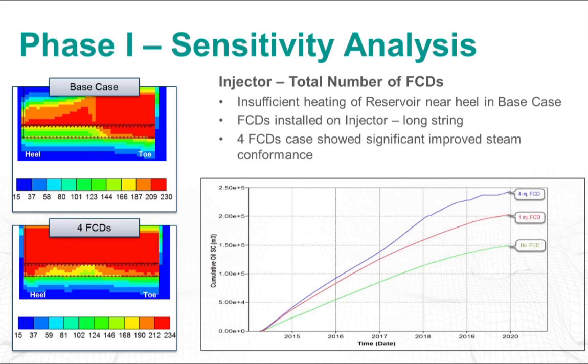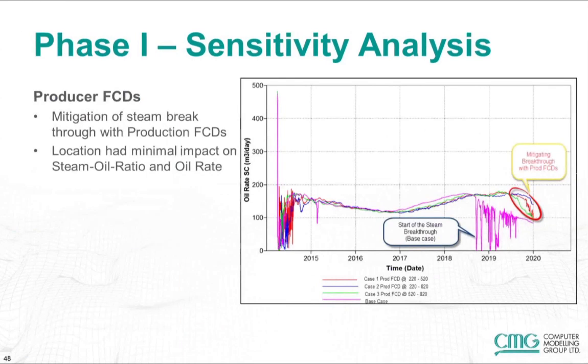The authors also conducted a sensitivity on the location of the flow control devices and the properties as well. However, because of manufacturing limitations, the properties of the flow control devices were not taken into account for the optimization cases. Moving on to the producer FCD sensitivity studies, the authors found that steam breakthrough was mitigated by using production FCDs. However, it had minimal or no impact on steam oil ratio and oil rate.